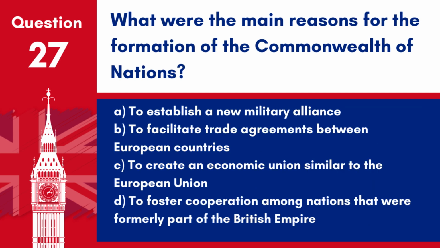Question 27. What were the main reasons for the formation of the Commonwealth of Nations? A. To establish a new military alliance. B. To facilitate trade agreements between European countries. C. To create an economic union similar to the European Union. D. To foster cooperation among nations that were formerly part of the British Empire.